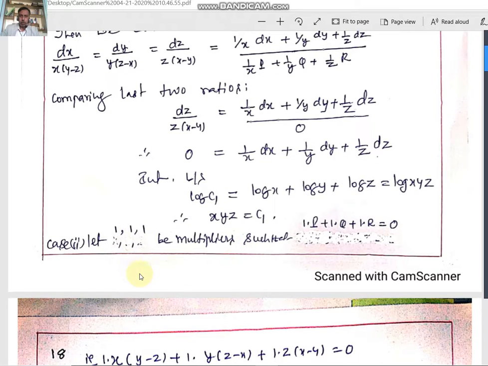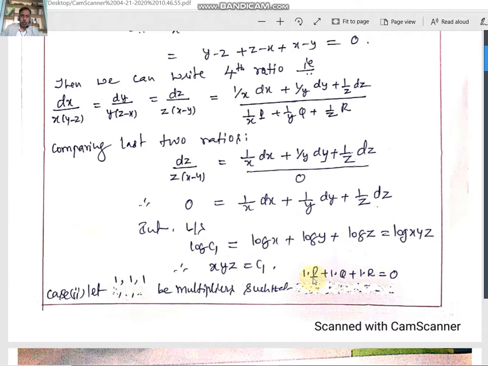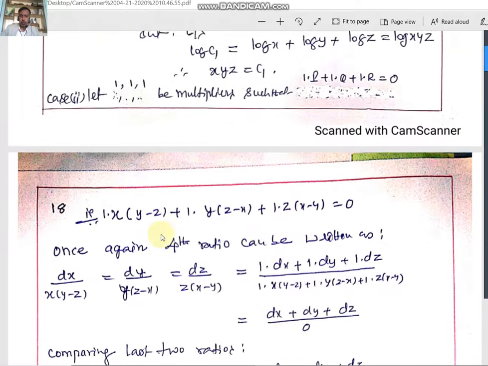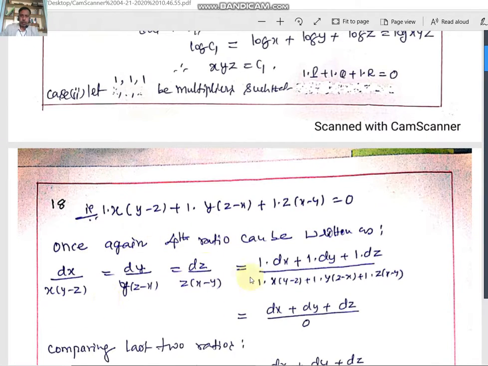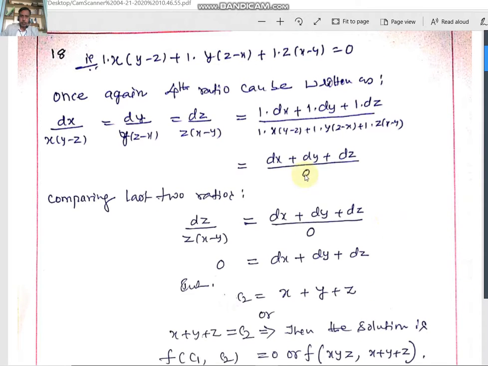And then let us select another multiplier set, 1, 1, 1, as the second set of multipliers, such that 1 into P plus 1 into Q plus 1 into R is equal to 0. When you take capital P, capital Q, capital R, the sum of the products of these values will be 0. So therefore these are the multipliers. Then the fourth ratio will be written as 1 into dx plus 1 into dy plus 1 into dz, over 1 into capital P plus 1 into capital Q plus 1 into capital R. Then the denominator will be 0.